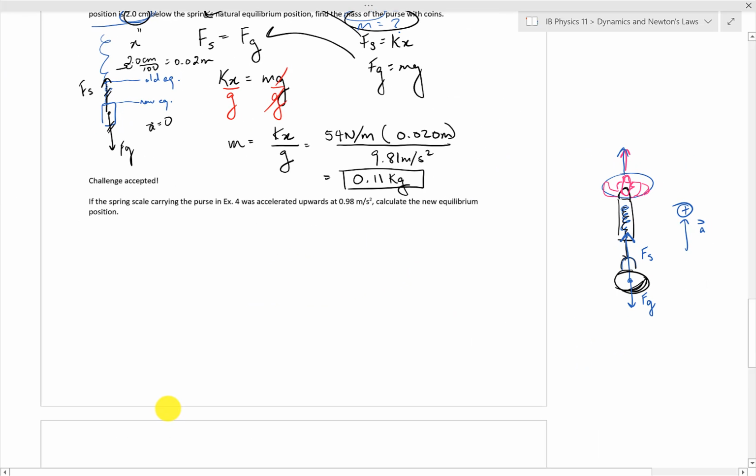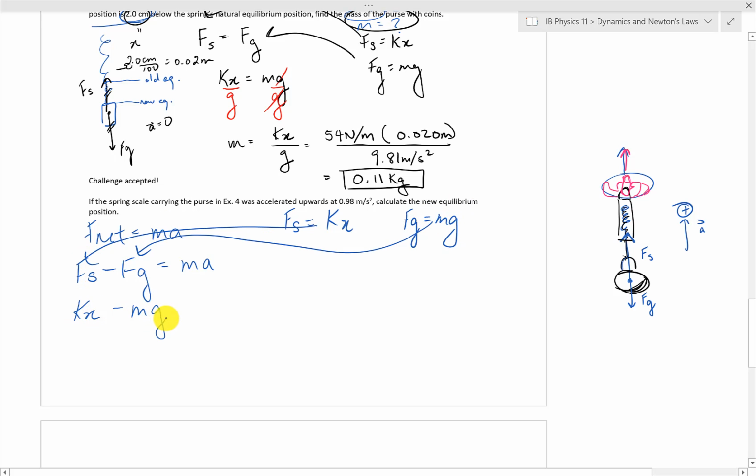Now I can write my Fnet equation. I have the upwards direction being the positive direction, so my Fnet is going to be the spring force minus the force due to gravity. We know that the spring force is kx. Don't need the negative sign because I know the directions already. Fg is just mg. I'm going to substitute these in here. I get kx minus mg equals ma. And now I am going to solve for x, which is what I want to find.